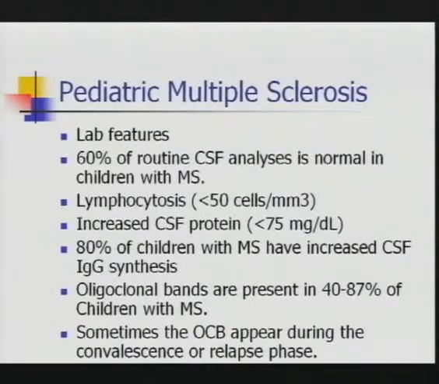Lab features with pediatric multiple sclerosis are relatively benign. About 60% of the kids actually have normal CSF, but they can have lymphocytosis or increased protein. But what we see very commonly, and most of the kids who I have in my clinic with MS usually have this, is increased CSF IgG synthesis or the increased MS index. And as I said, the oligoclonal bands can be present in children, but sometimes they don't appear until the convalescent or the relapse phase. So sometimes it's nice to send it a second time if you're thinking about it.